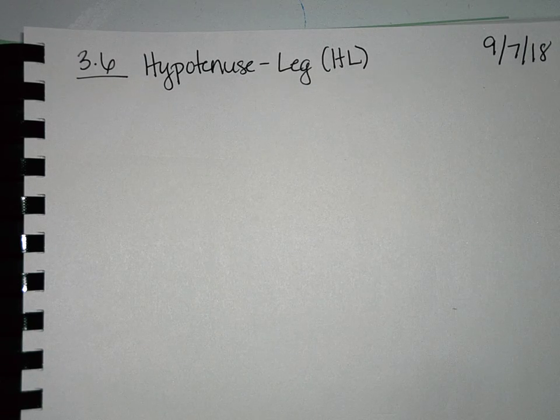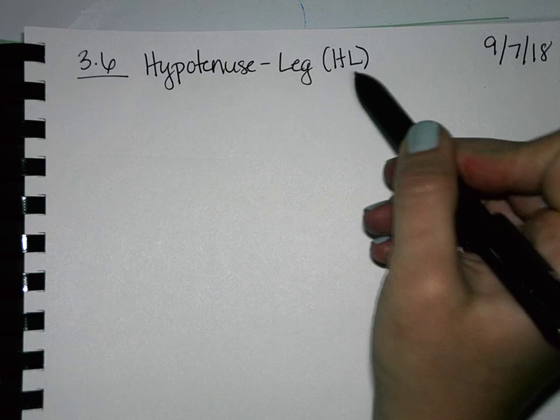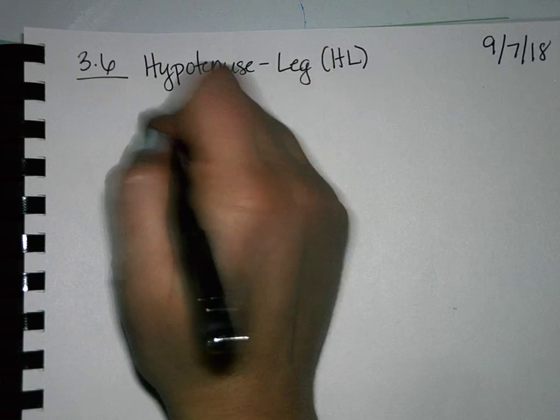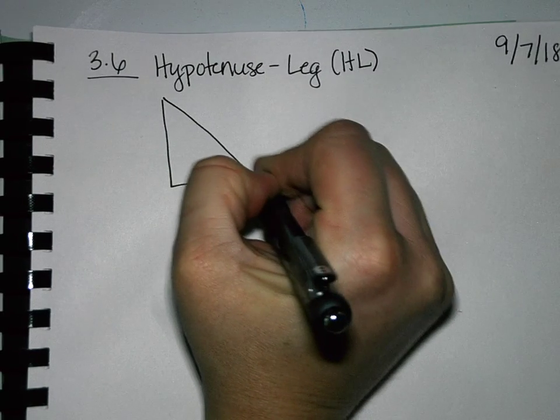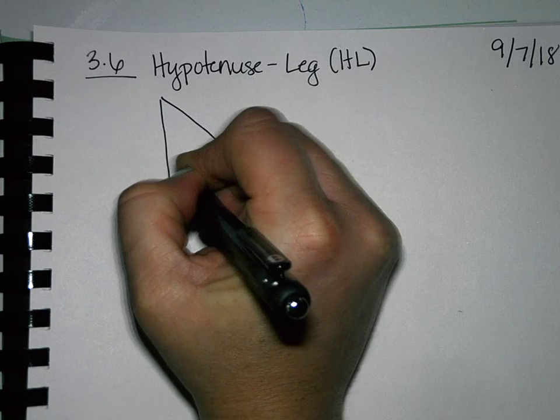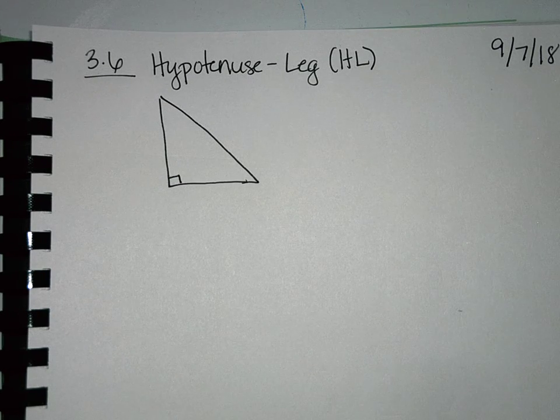Okay, so hypotenuse leg, we abbreviate it HL. It again only works in right triangles. So let's draw a right triangle. And let's talk for a second about the parts of a right triangle, because a right triangle is made up of a few different parts.